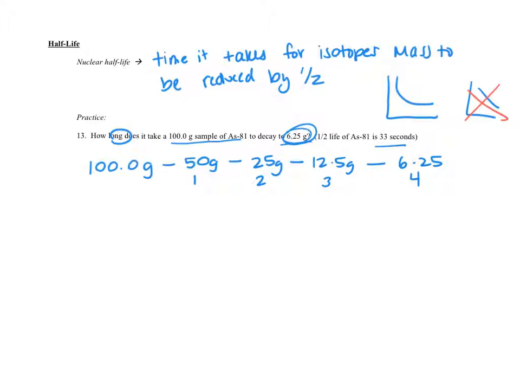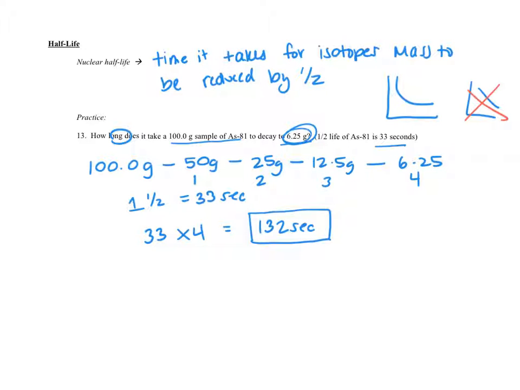So then what you do with that information is, now you can say if one half-life is 33 seconds, well, I just take that 33 seconds and I multiply that by 4, because there was 4 half-lives to get to 6.25, and I get a total of 132 seconds. So instead of doing a ratio, you're going to count the number of half-lives. You're going to keep decreasing the mass by half and count how many that goes through.